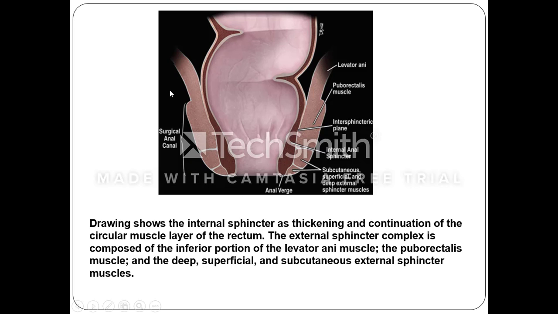This image shows the normal anatomy of the sphincter complex. The internal sphincter is continuation of the circular muscle layer of the rectum. The external sphincter consists of inferior portion of levator ani, the puborectalis muscle, and the deep, superficial and subcutaneous external sphincter muscles.